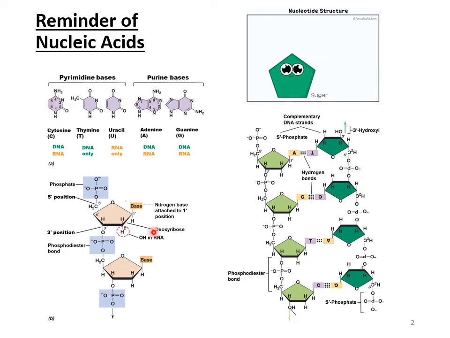Okay? And then we also have here for you to see the phosphate sugar alternating backbone of DNA and RNA. And then here the full structure where you can see the phosphate, sugar, and nitrogen bases.